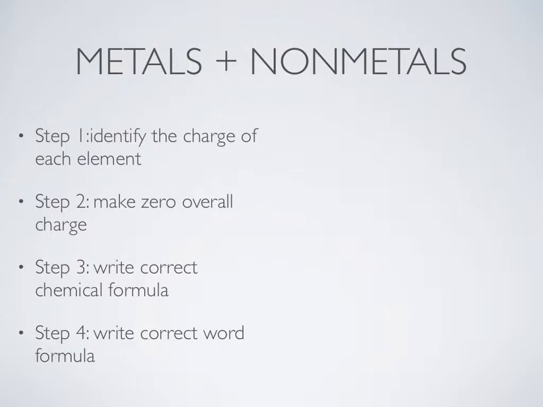So we have steps when we're naming metals and nonmetals. First, we need to identify the charge for each element. So, for example, we have lithium and selenide. Lithium has a charge of +1, and selenide has a charge of -2. Now, they're not even. We need to make 0. So we need to have more lithium because I need to make 0.